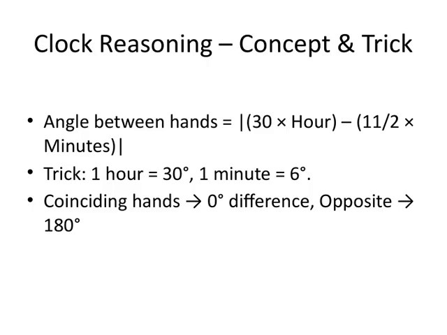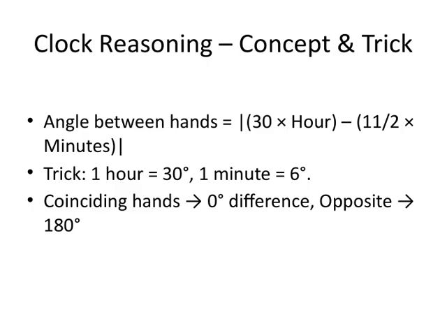What does this mean? Well, the term 30 times the hour represents how far the hour hand has moved from 12 o'clock, since each hour corresponds to 30 degrees. The second part, 11/2 times the minutes, captures the movement of the minute hand and how it influences the angle. Here's a handy trick to remember. 1 hour equals 30 degrees, and 1 minute equals 6 degrees.